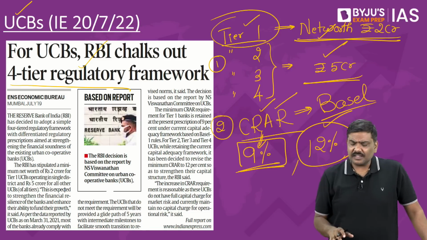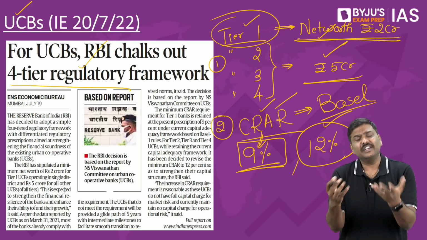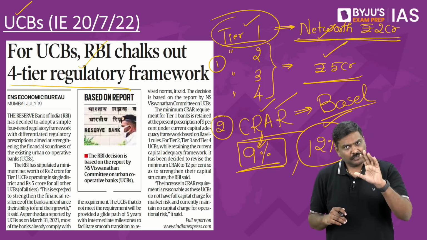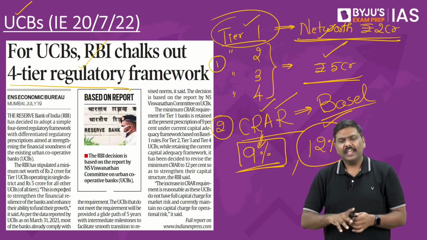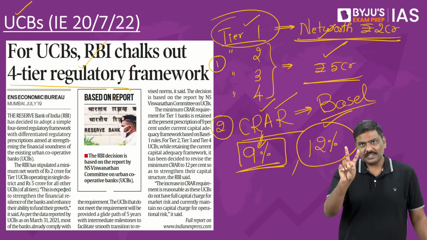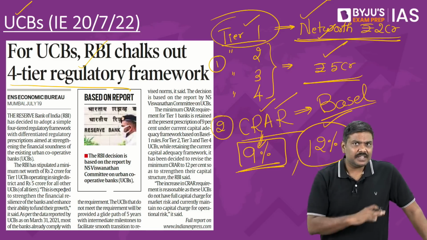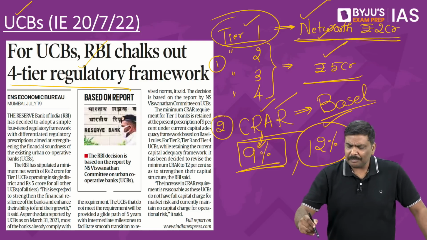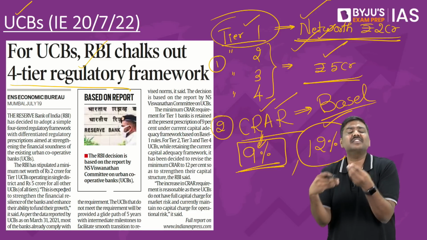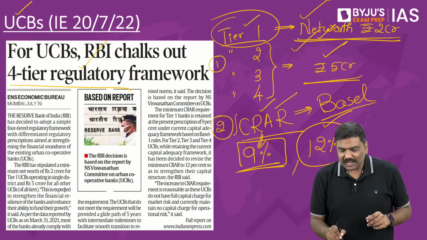Now some of you will be thinking, sir, net worth as well as CRAR, now the banks will find it very difficult to meet this particular criteria. Here is the argument of RBI. First and foremost, we are doing this in order to increase the sustainability of these particular banks. Second, in the context of net worth, the RBI report itself says that many of the UCBs will be meeting this particular criteria already, which simply means their net worth is already higher.